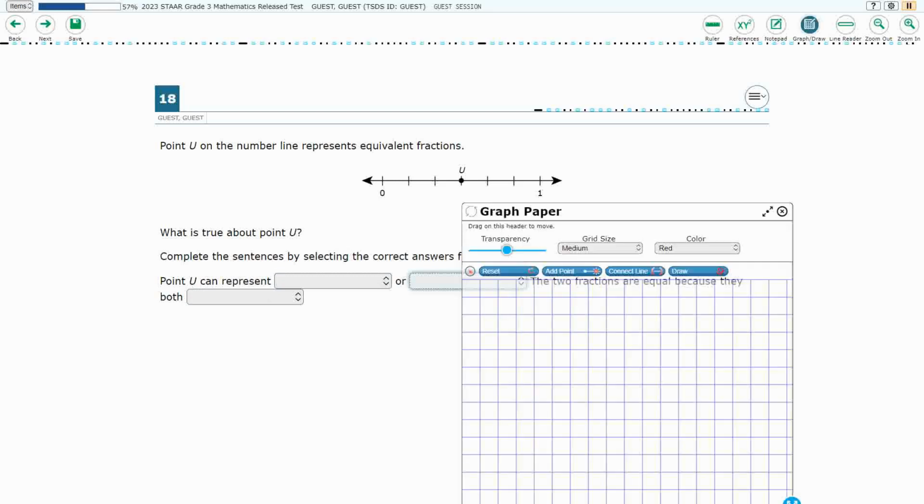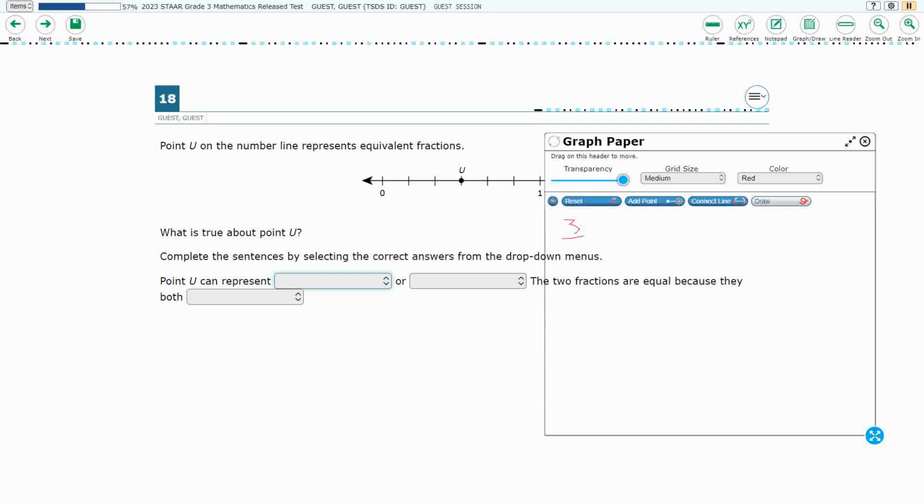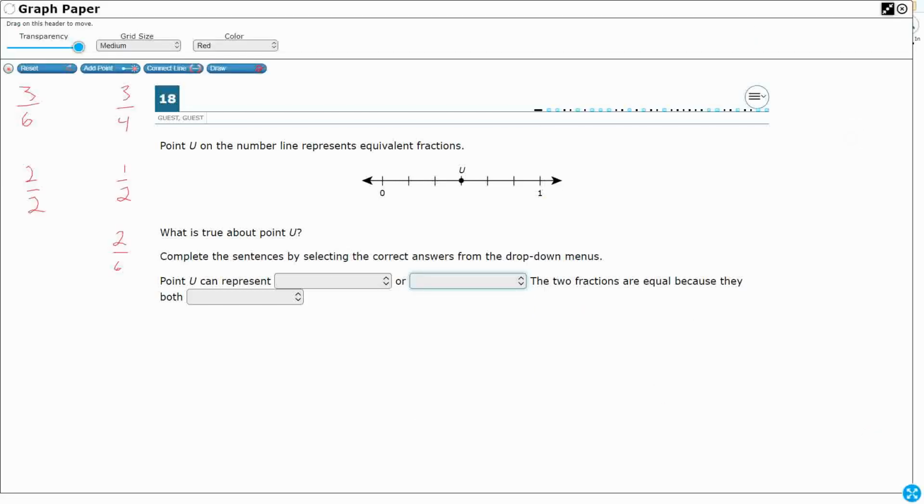So let's see if we can get that down here. So 3/6 or 2 halves. And then the second one is going to be 3/4. I'm having to do this because you can't access these drop downs when you have the graph paper on full screen. So that's kind of a limit of the test. Okay, so those are my 2 choices.